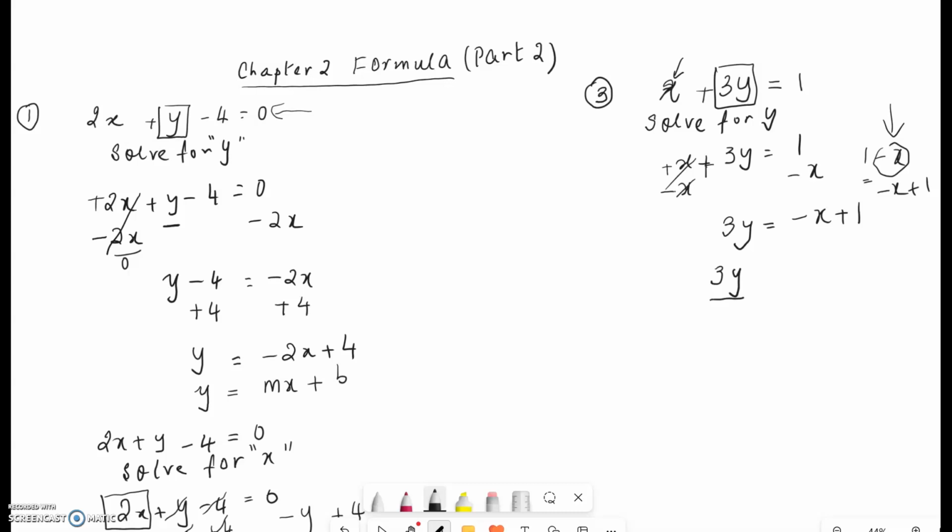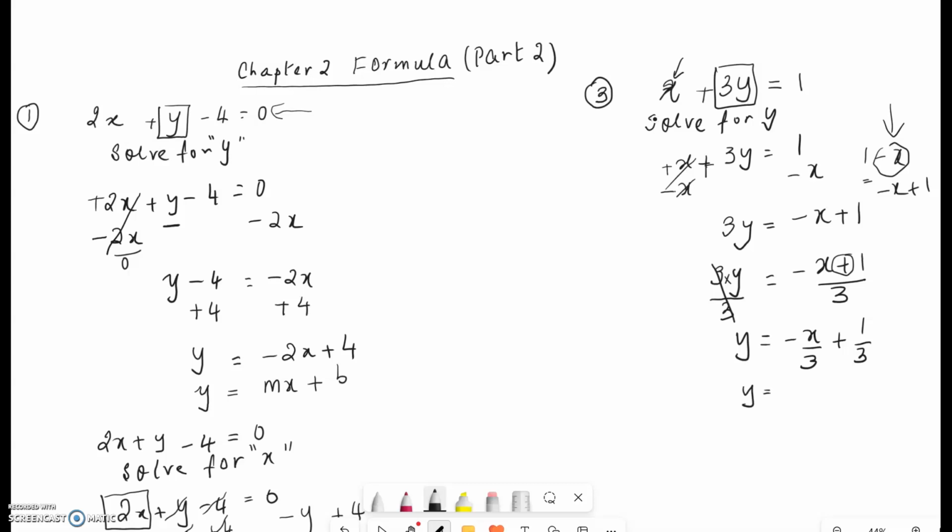Now I need to get y by itself. 3 is multiplied to y, so the only way to get rid of the 3 is to divide by 3 on both sides. Negative x plus 1 divided by 3. We cancel the 3's and y is equal to negative x over 3. And I can write it as plus 1 over 3. If I see a plus and a minus, this is exactly what I can do. Each one gets a 3 in the denominator.